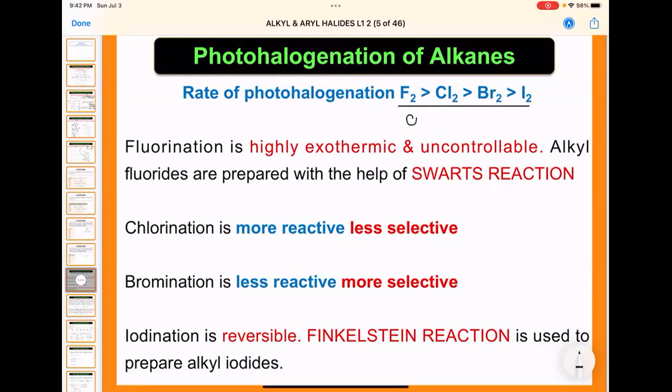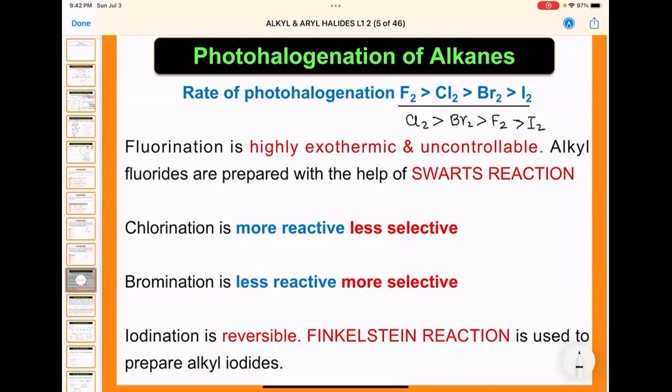The bond energies: Cl2 is the strongest bond, then Br2, then F2, then I2. So one thing is the bond energy of fluorine is very weak. If the bond is weak, it can break easily and react. But again, I told you that the bond breaking of halogen is not the rate determining step. It is something else. So we need to look at something else.